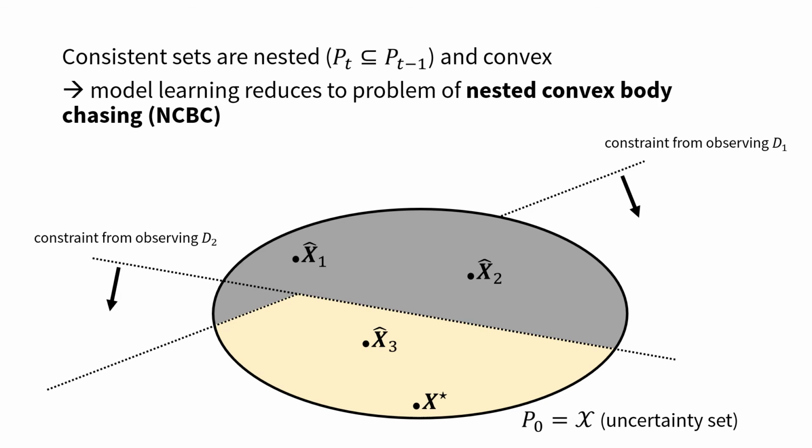Notice that the consistent sets are nested and always convex. Thus, we have reduced the problem of learning the model to the problem of nested convex body chasing, which is a well-studied online learning problem with many existing algorithms. Now that we have a method for learning the model, how does this provide any guarantees against violating the voltage limits? Well, this is where robust control comes in.